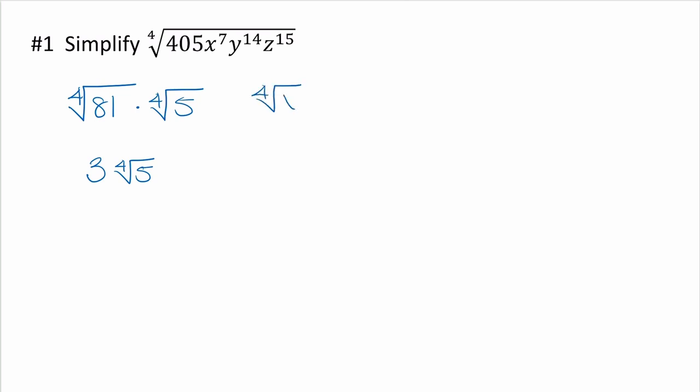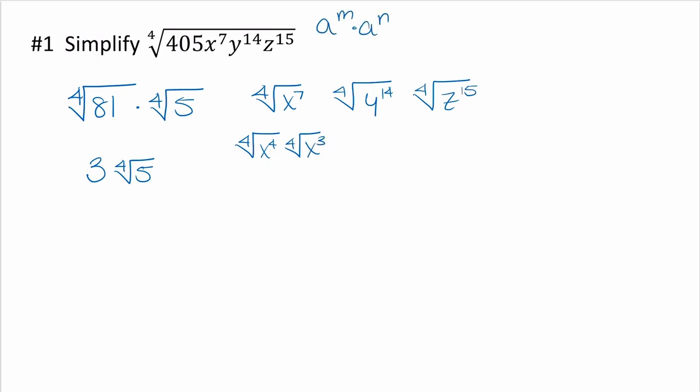So we have the fourth root of x to the 7th, the fourth root of y to the 14th, and the fourth root of z to the 15th. So let's look at the fourth root of x to the 7th. Remember, we want to factor out the biggest number that's divisible by 4 but less than 7. So we're going to rewrite this as the fourth root of x to the 4th times the fourth root of x cubed, because we have that exponent property that a to the m times a to the n equals a to the m plus n, and that's what allows us to do that. Now we can divide these exponents. We do 4 divided by 4, which gives us x to the 1, which is just x, and then we have the fourth root of x cubed.